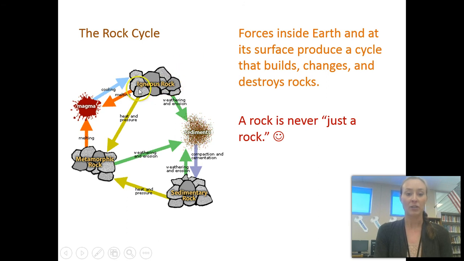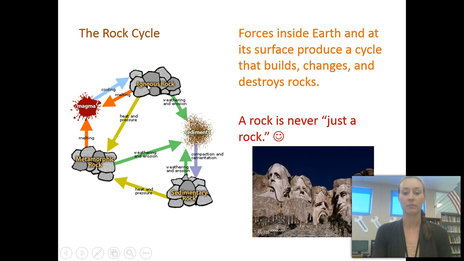So it could have started off as an igneous rock, and through weathering and erosion it broke down into sediments, eventually over time compacted and cemented to become a sedimentary rock. Or maybe it started off as a sedimentary rock and through heat and pressure became a metamorphic rock. Again, the metamorphic rock could break back down into sediments through weathering and erosion, or it could melt into magma and cool back down into an igneous rock. So over time, these rocks change in many different ways.